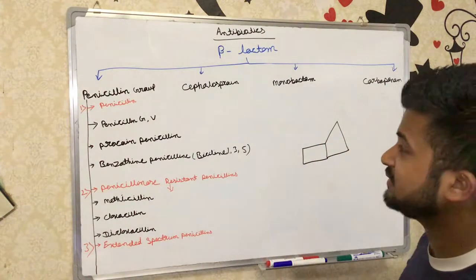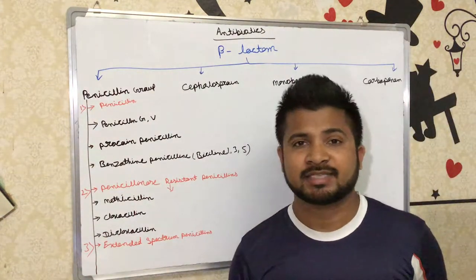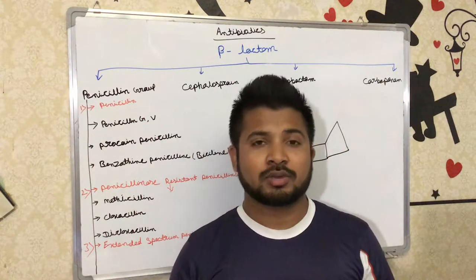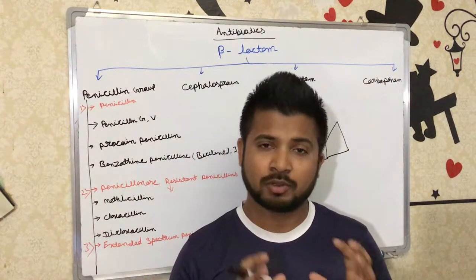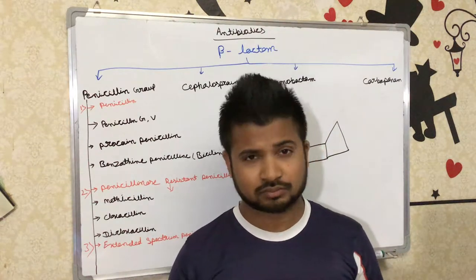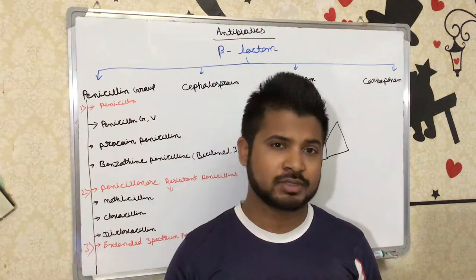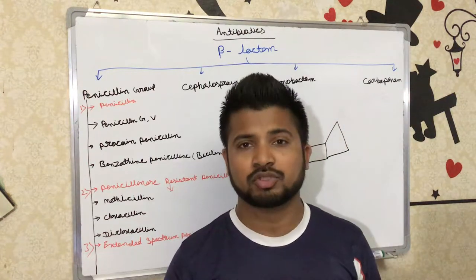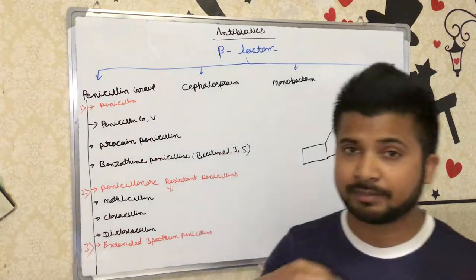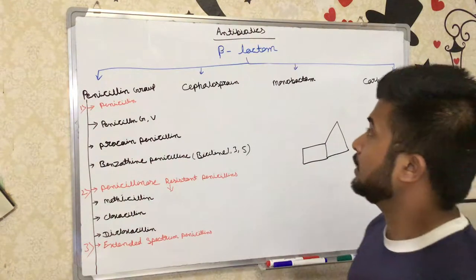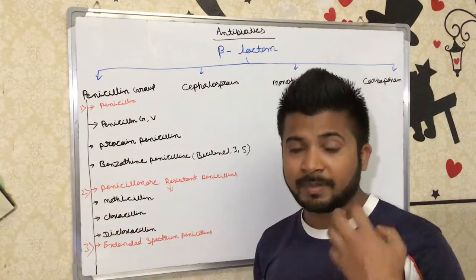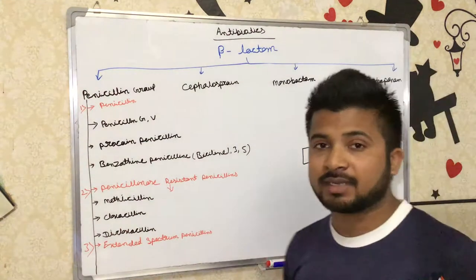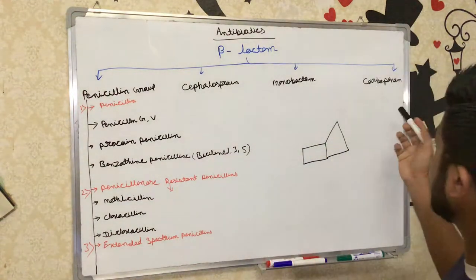Then cephalosporin. Nowadays in any antimicrobial treatment, we mostly use cephalosporin. Except for some contraindications, we always use cephalosporin in any bacterial infection. Then monobactam and carbapenem.